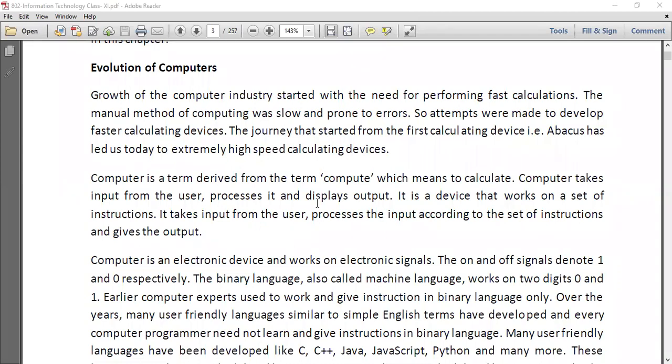Okay, so look, continuing it. So computers are the devices which calculate certain things. They take the input from the user, they process it, and then they give you an output, right? So all these devices, all these computers, I can say, they work on a set of instructions also.